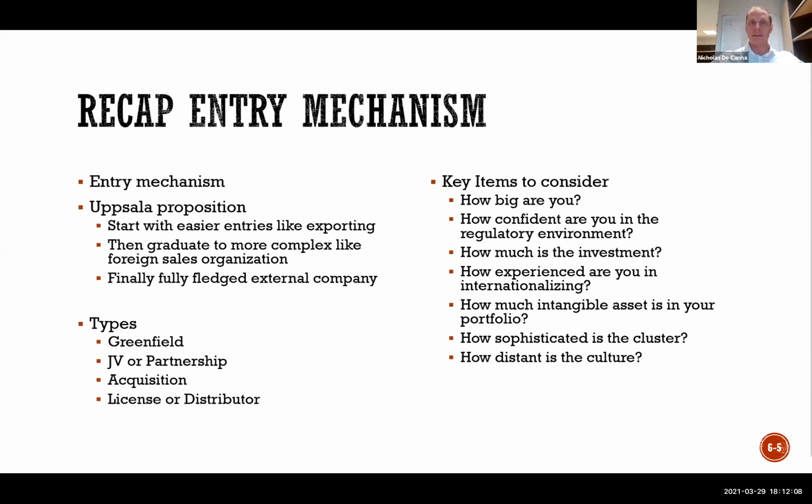Effectively, we want to have a group of decisions as to how we would enter a market based on these. You recall we saw some information that said the more distant the culture, the more likely you are to greenfield. The bigger you are, the less sensitive you are to the size of investment. The more experience you have, the more likely you are to greenfield. And the more intangible assets you have in your portfolio, the more likely you are to avoid a joint venture. Those things follow from a simple look at the problem. If I've got a huge amount of intangible asset, then if I partner with someone, they may leave with my intangible assets. How safe am I with that?